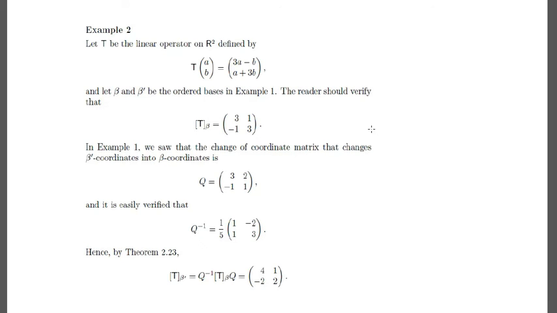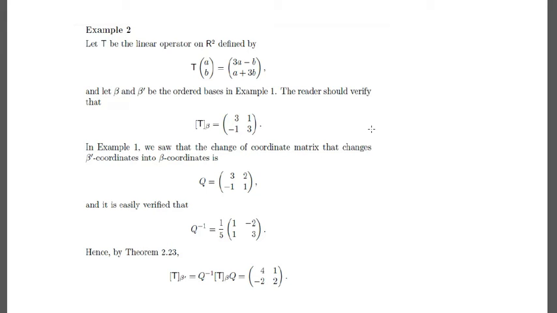Using that theorem, see, if we have a linear operator T on R2 defined as T of (a,b) equal to (3a minus b, a plus 3b), and let beta and beta dash be the two ordered bases we took in example 1. Now we find the matrix of T with respect to beta, that will come out to be [3 -1; 1 3]. And we saw there that Q was equal to the matrix [3 -1; 2 1]. Now calculate Q inverse. Then you can calculate the matrix T with respect to beta dash, that will be equal to Q inverse T beta into Q, that will come out to be [4 1; -2 2].